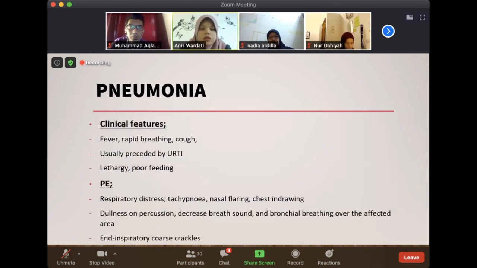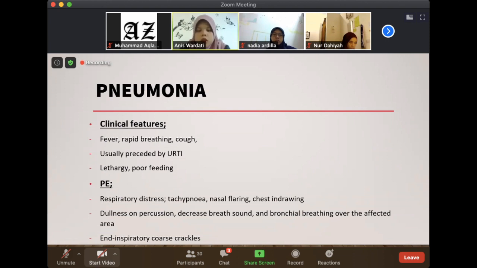For the clinical features, as mentioned previously, rapid breathing and cough, and it is usually preceded by a URTI, and it can also be associated with lethargy. For the physical examination, there are respiratory distress signs as follows, and on auscultation, there will be decreased breath sound and also bronchial breathing. But not all patients present with this. Usually there will be crepitations and crackles on auscultation.